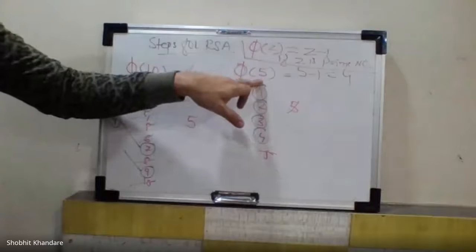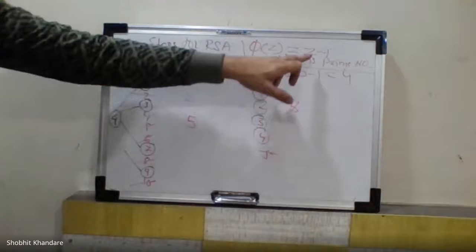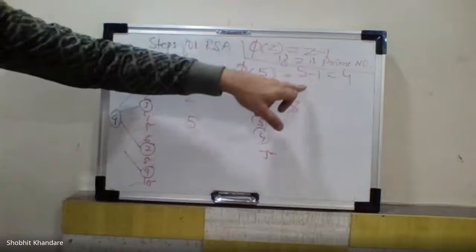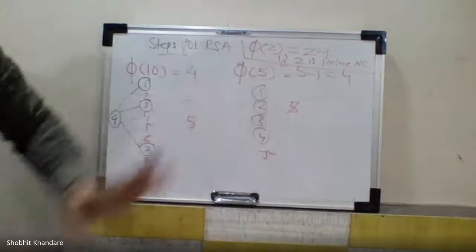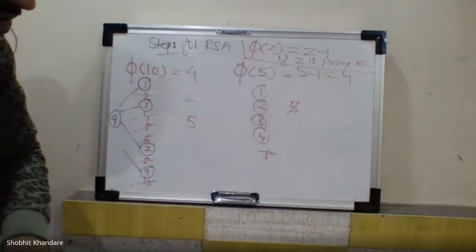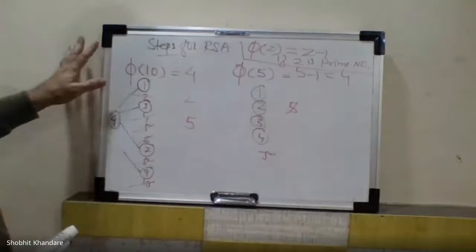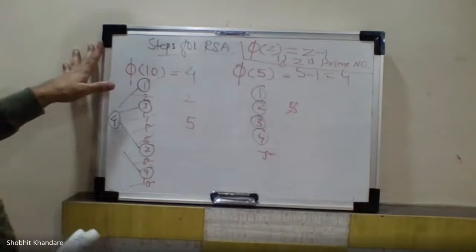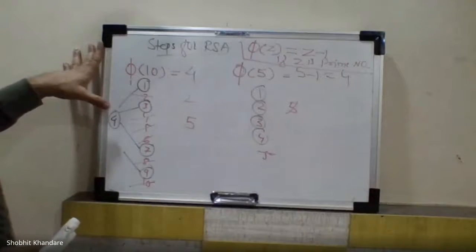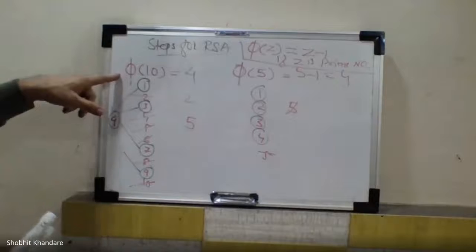And for the totient of 5, here I am taking a prime number purposely to show you that directly we can write z minus 1 if z is a prime number. Is it clear? So this is Euler's totient function. This is called Euler's totient function, and it is denoted by phi.